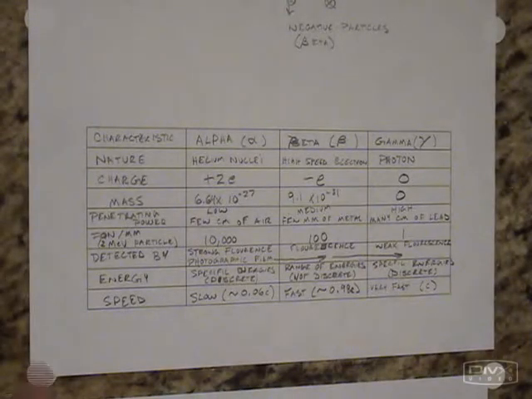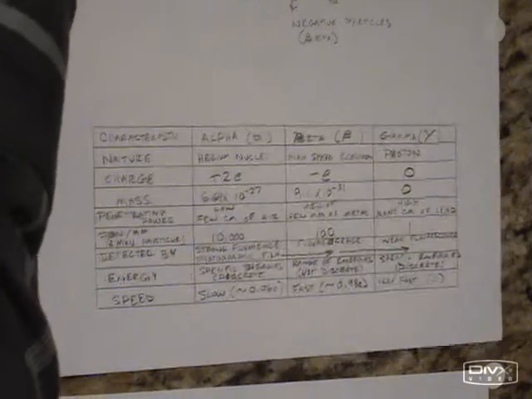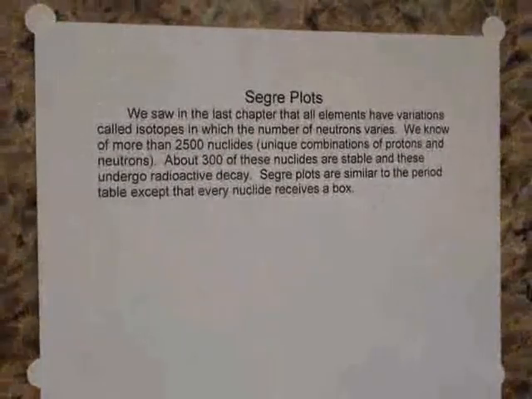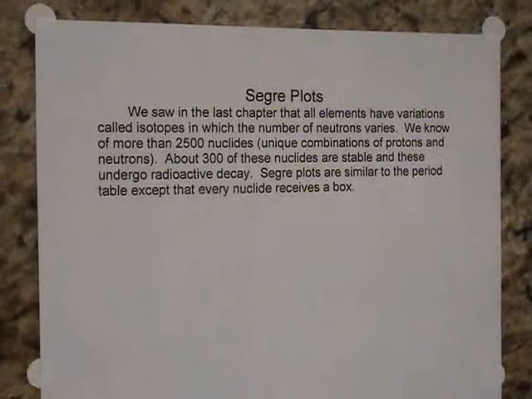Okay, so now that we've identified some of the basic properties of the three particles, the alpha, beta, and the gamma, let's take a look at the way that these particles are organized by looking at a new type of representation called the Segre plots.